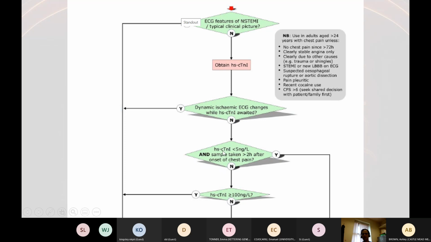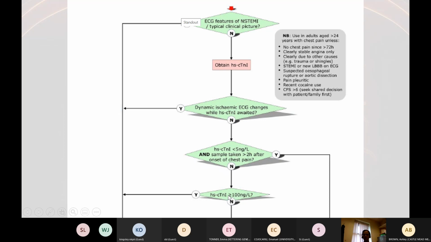When you get the result back, if the troponin is less than 5 nanograms per litre and the sample was taken more than 2 hours after the onset of chest pain, then you've ruled out an infarct. If they've presented very rapidly or the most significant episode of pain is within the last 2 hours, then that's not sufficient. So we would need to think again and do another troponin test.